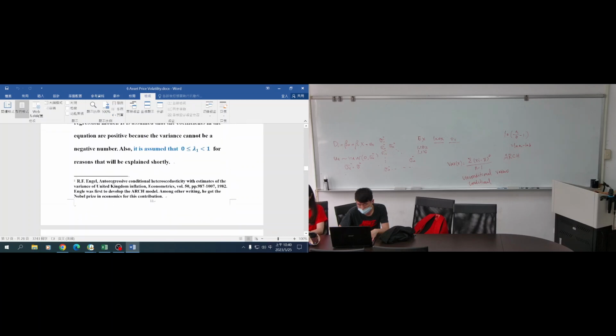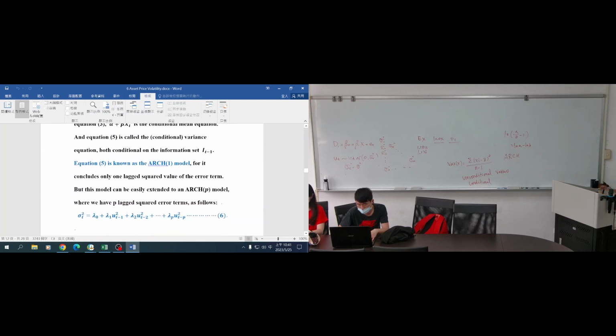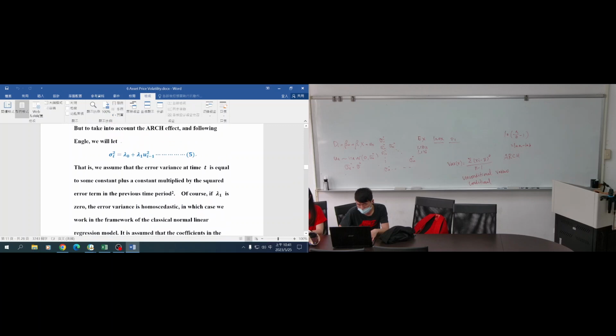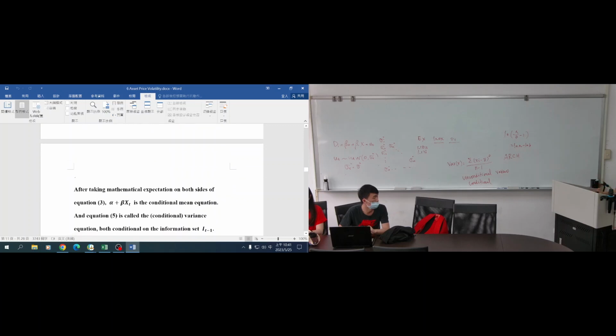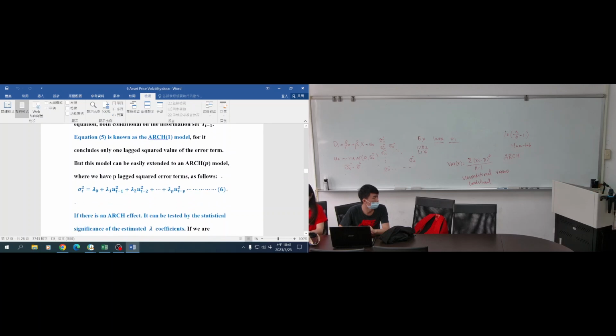So if I consider just the first leg, this is what we call ARCH(1), equation 5. Equation 5 is this one. If I just put t minus 1, it means there's just one leg, so it's what we call ARCH(1). And actually, it's easy to extend it to p periods, which is something like this. It's not only t minus 1, but up to t minus p.